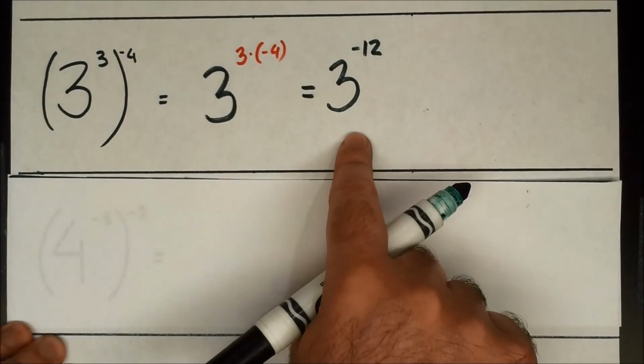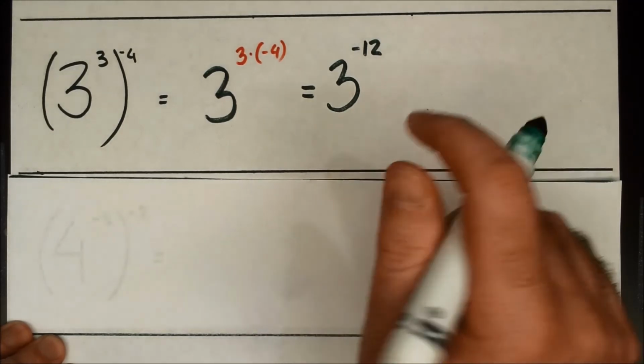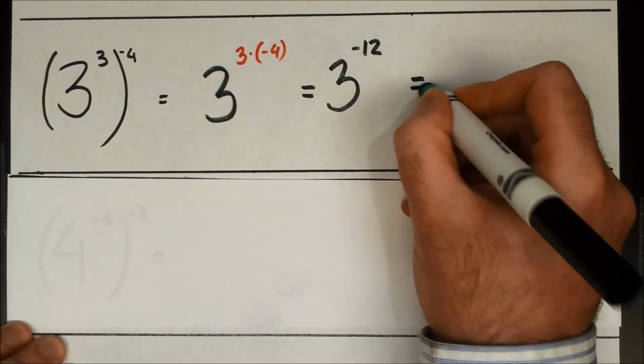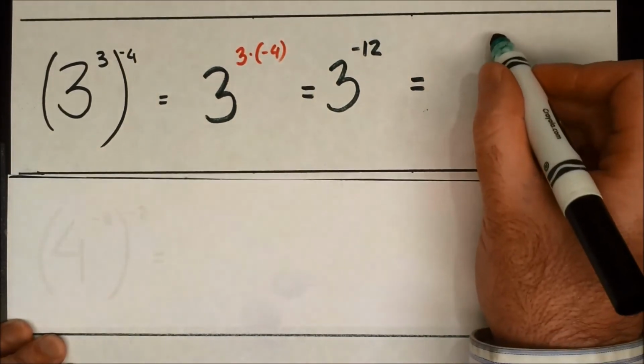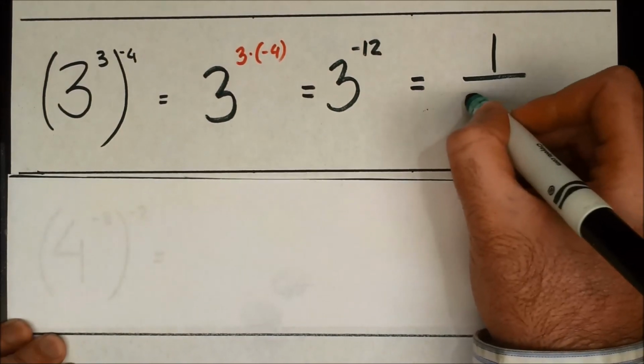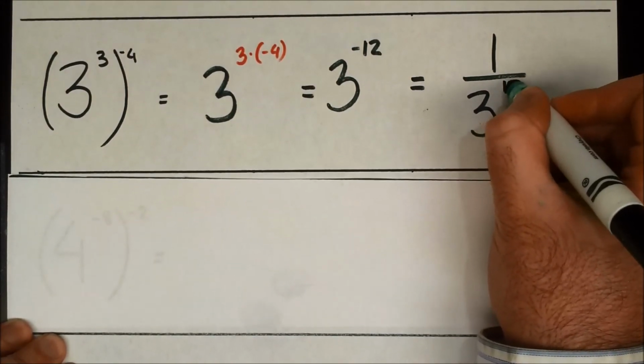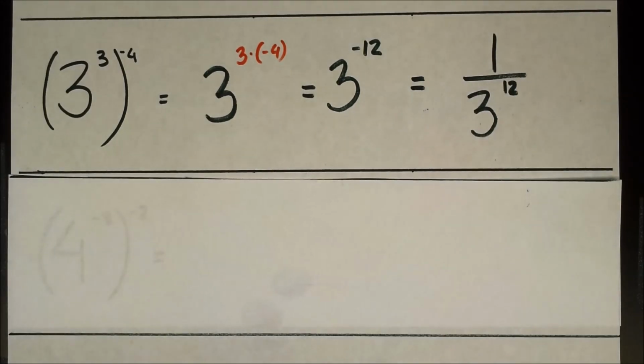And how can I simplify this so it doesn't have a negative exponent? Someone? If you said flip it or take its reciprocal, you're correct. And that would be my final, almost simple answer. Of course, you could simplify that by multiplying 3 against itself 12 times. I'm not going to. You don't have to.